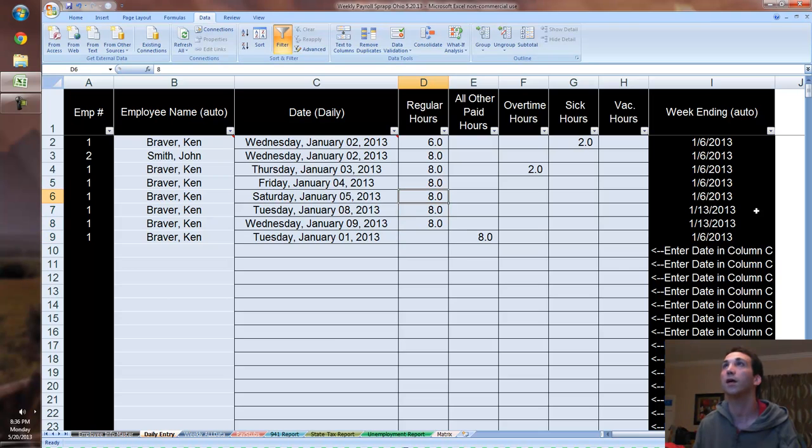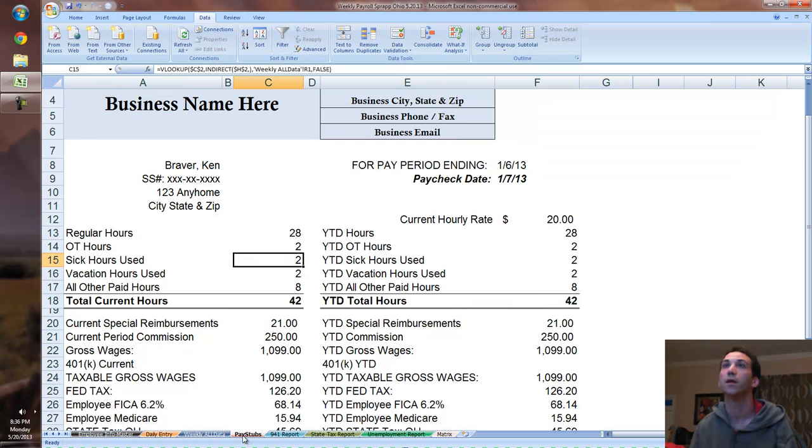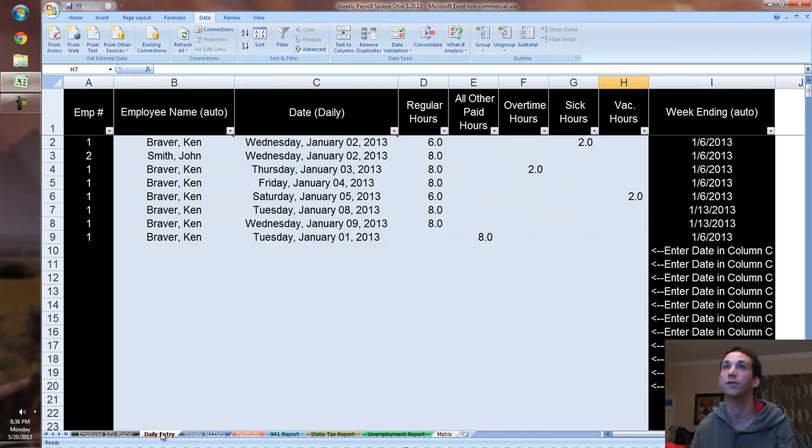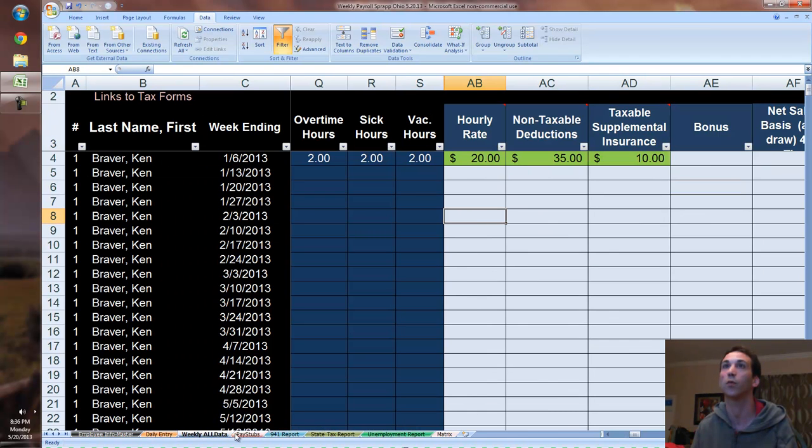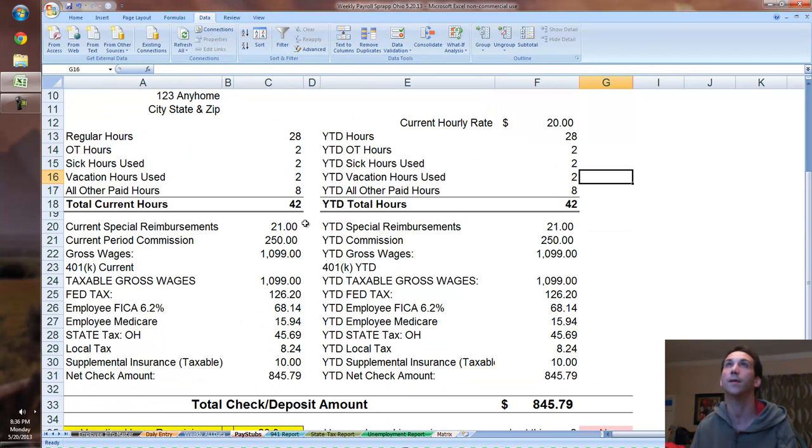But one thing I want to do is, let's say here that I use some vacation hours. Look at what happens on the pay stub automatically. Sick hours and vacation hours, they all appear just like that. As soon as you make changes in the daily, everything's going to roll all the way forward onto your pay stub. This is now going to break out every single possible part of your check.